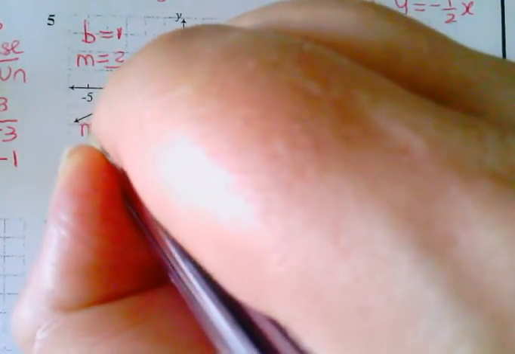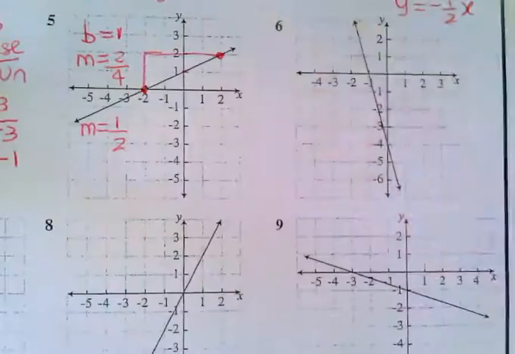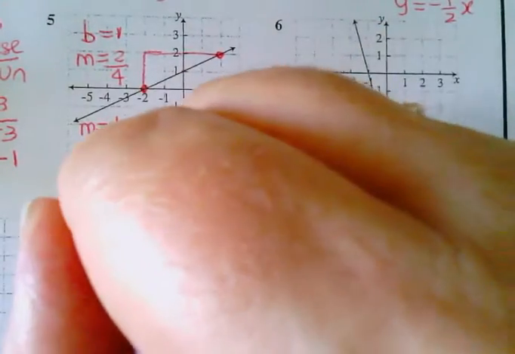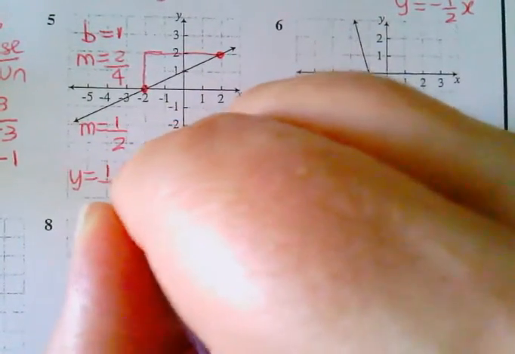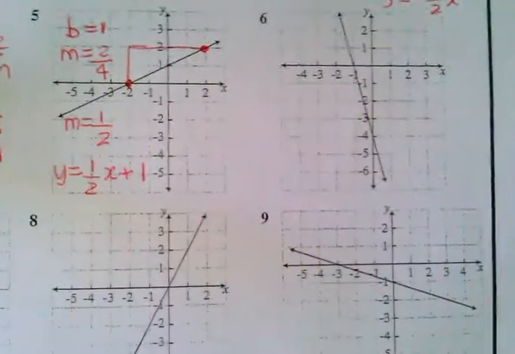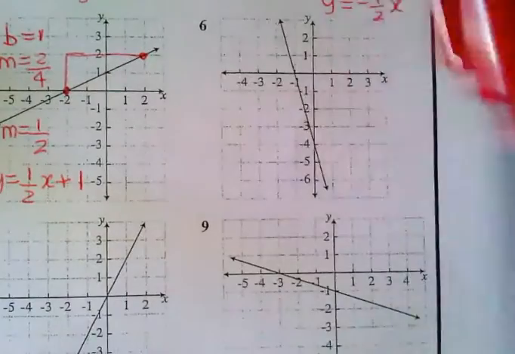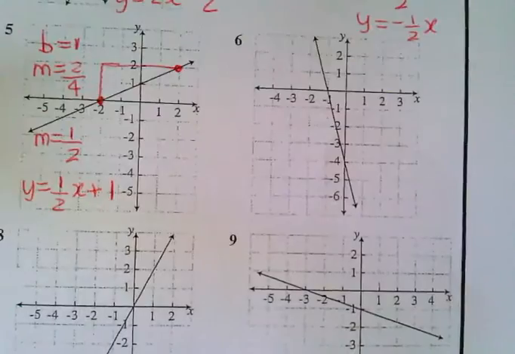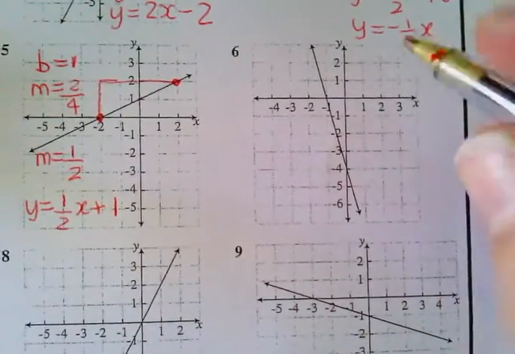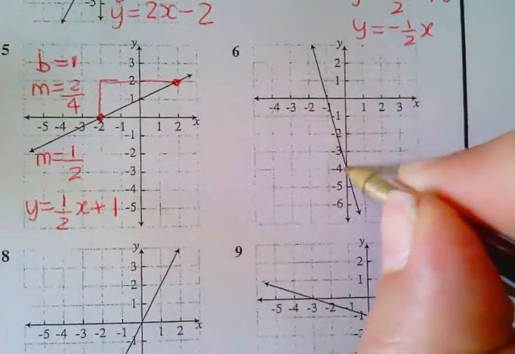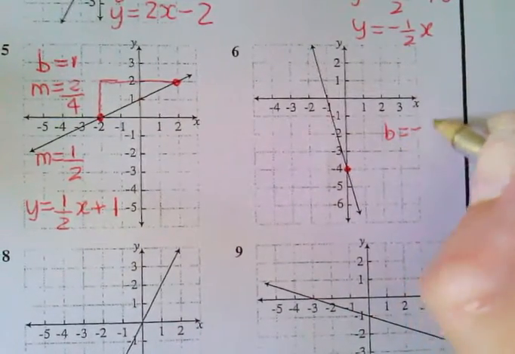Now you should always simplify it. 2 over 4 is a half. So therefore my equation is y equals mx plus b. So it's a half x plus my b is 1. And my last equation, we can see we've got a negative gradient. We can see it's quite steep as well. Let's see, what's our y-intercept? It's down here at negative 4, so b is negative 4.